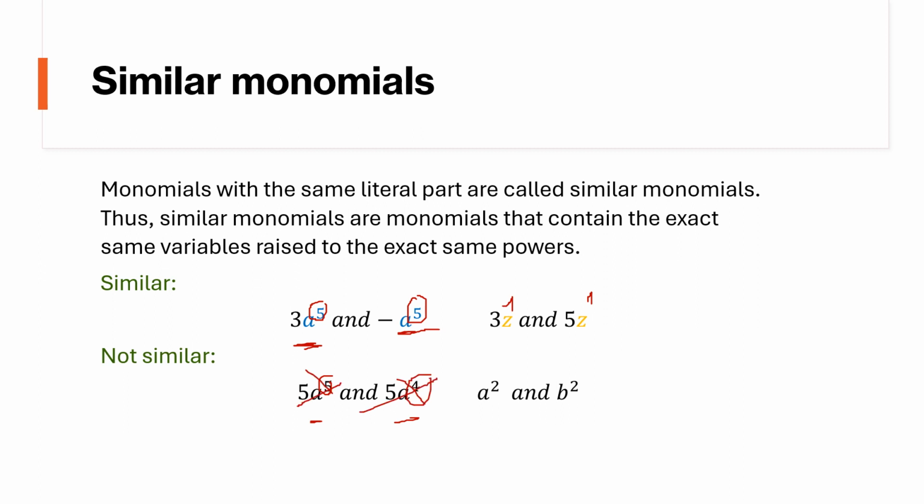These are not similar, because the letters are the same, but the exponents are not. Then a is not equal to b, and 2 is equal to 2. The exponents are the same, but the letters are different. So we cannot call these two monomials similar monomials. They have different literal parts.